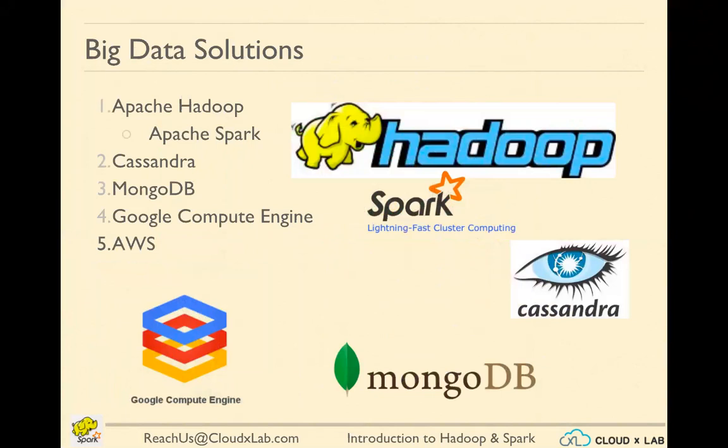What are those solutions? There are many solutions as of today. Some of them I'm putting here. First one is a combination of Hadoop and Spark. Hadoop provides a good way of storing data, while Spark can do great processing on top of Hadoop. The second part is the NoSQL data stores.